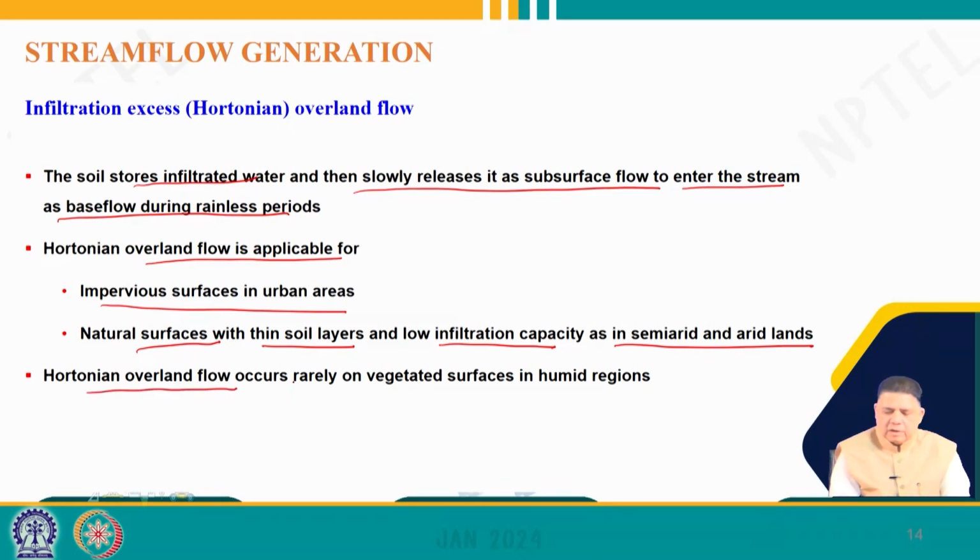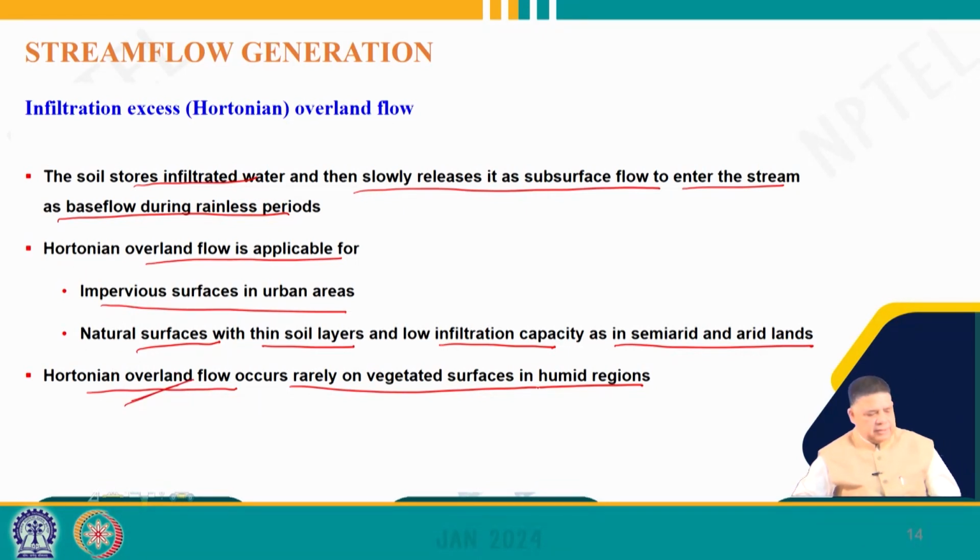Hortonian overland flow occurs rarely on vegetated surfaces in humid regions, for the simple reason that the infiltration capacity is high. Also, because of the litter on the soil surface, a lot of water gets retained on the surface. So that is why overland flow seldom occurs under such circumstances.